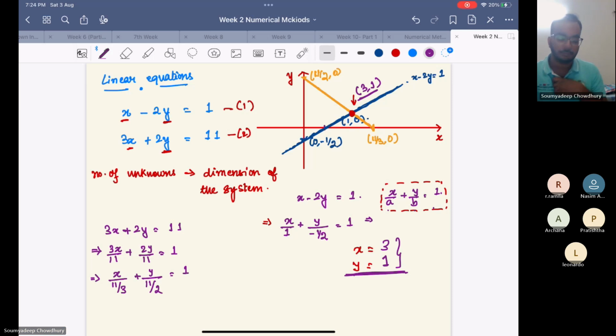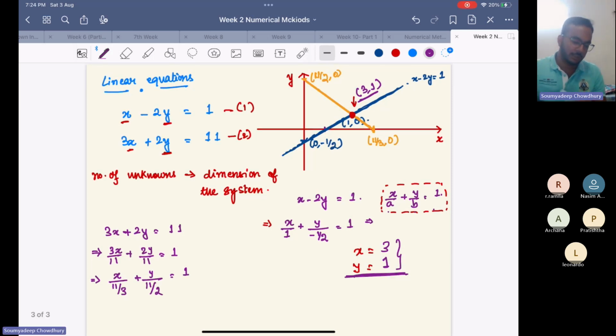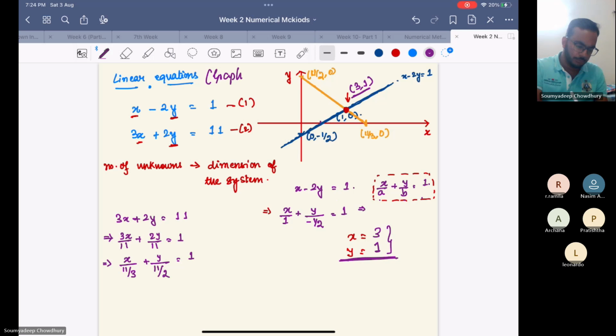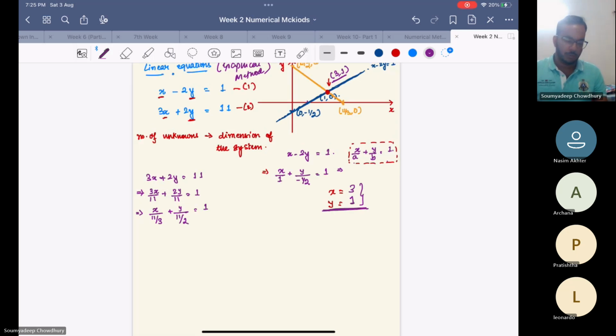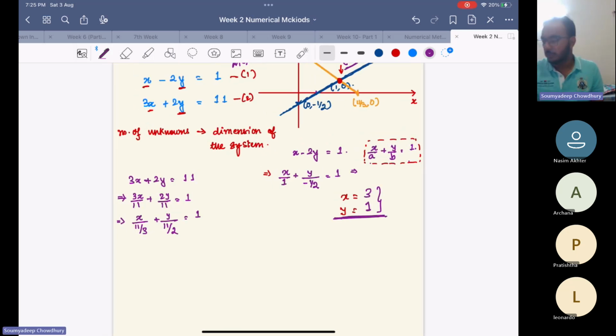Is it clear? The main drawback of the graphical method, right? Is it clear? Shall I move to the next topic? Yeah, it's clear. Okay. Just stop me if you have any doubts, okay? So now we will move to higher dimension equations.